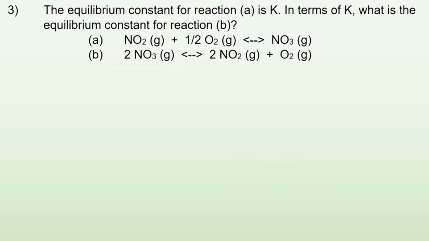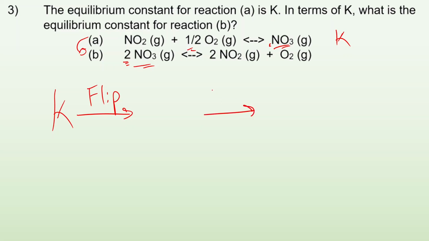All right, the equilibrium constant for the reaction A is K. In terms of K, what is the equilibrium constant for reaction B? So we know that this is K, right? And we go, all right, well, how do we go from A to B? What did we do to get B? Well, let's see. I have NO3 as a product here, but NO3 as a reactant there. So I know I had to flip it to get the NO3 on that other side. But also, if you look, the coefficients have been doubled. So I also doubled the coefficients.